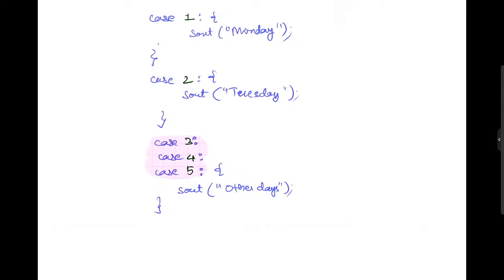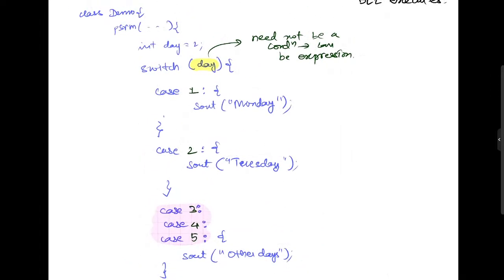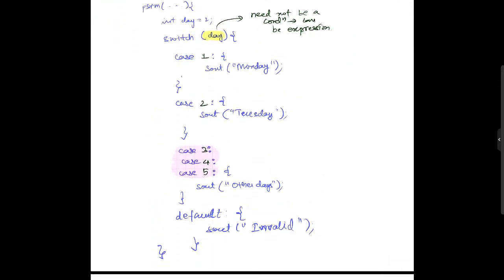And if day does not match any conditions, I can obviously write default. If day is -1 or anything that doesn't match, then I can write System.out invalid. And then I can close the switch case like this. So this is the switch case code, very simply.